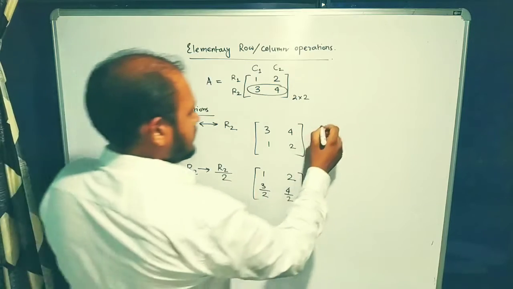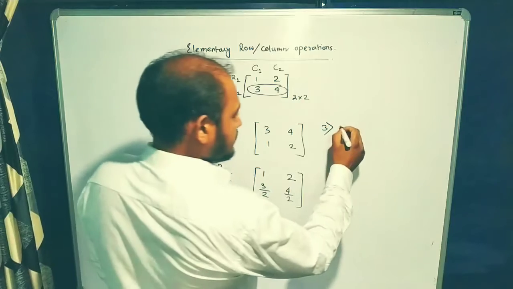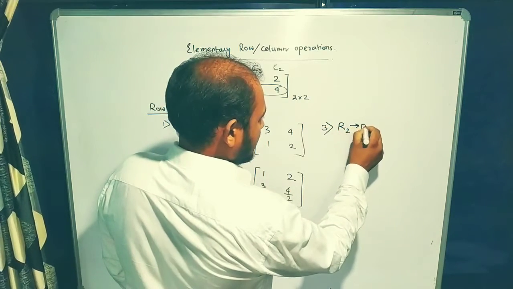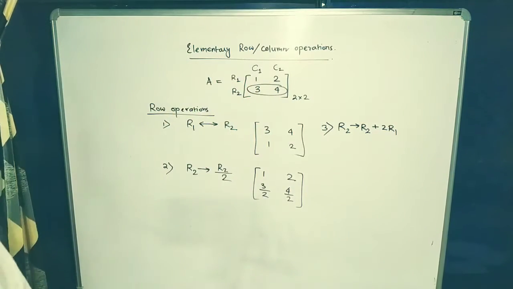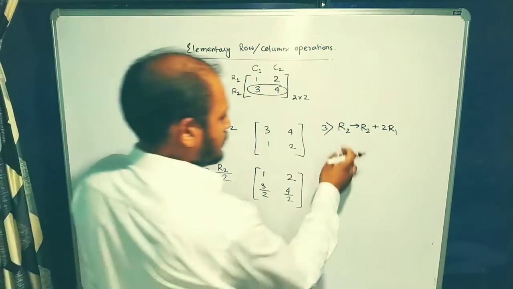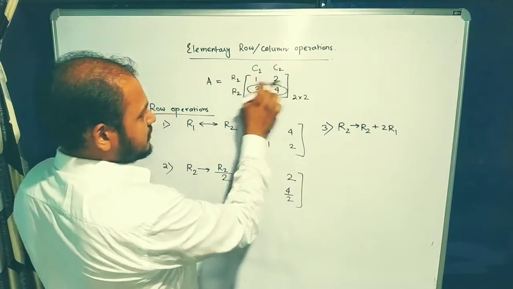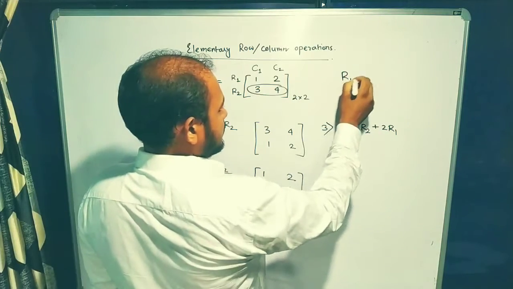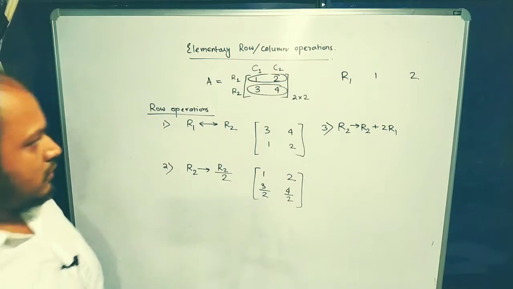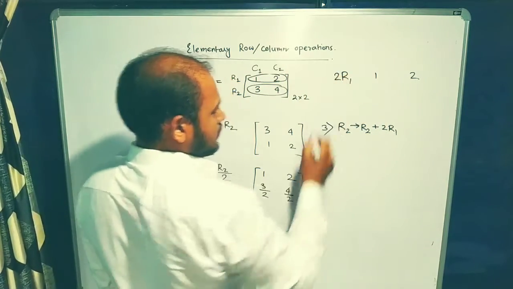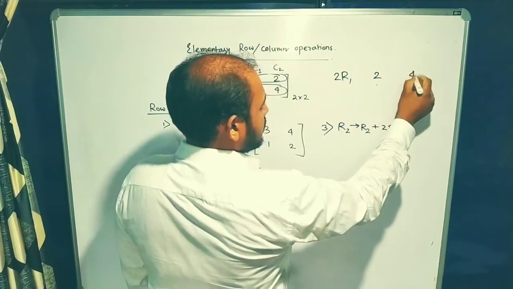And the third type of operation that I have given in the last class was any row gets added or subtracted with a multiple of the other row. So consider this example. Second row becomes second row plus 2 times the first row. So what is the first row? First row is 1 and 2. This is the first row, right? Now multiply this row with the number 2. Then 1 will become 2, and 2 will become 4.